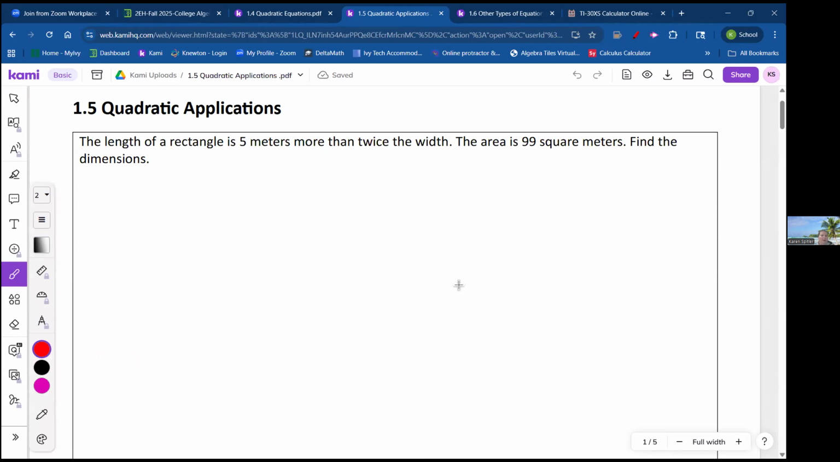All right. So right here we have: the length of a rectangle is 5 more than twice the width. The area is 99 square meters. Find the dimensions. Well, the area of a rectangle, last I checked, is length times width. You know what? I'll make that a capital L.